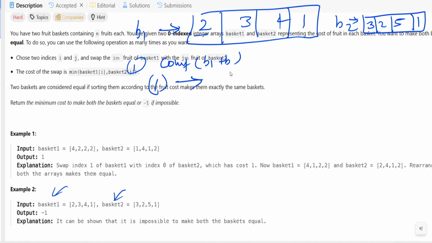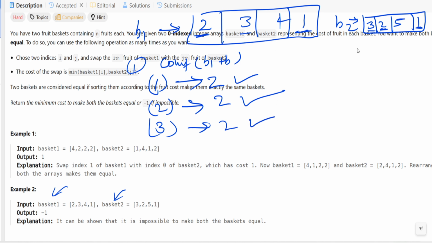So fruit 1 is coming how many times? Check here. This is 1 and this is 1, which means it is coming 2 times, 1 in each basket. Similarly, I will take fruit 2. Fruit 2 is coming how many times? Here is 1 time and here is 1 time. It is coming 2 times, 1 in each basket. Go for fruit 3. Fruit 3 is here and here. Both make 2. This is also fine because each contains only 1.